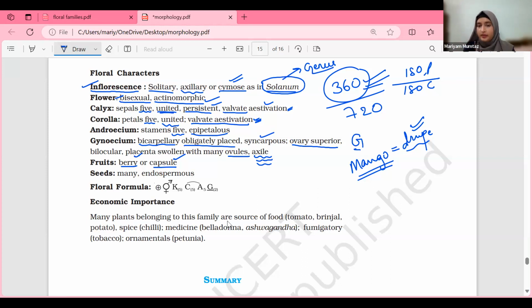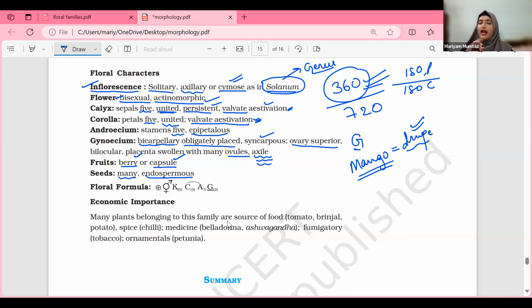If you want to understand it better, then say so and I'll teach fruits properly in the next class. This thing is of class 12th, I think. But when people prepare for NEET, they are taught fruits in depth also. So if you want to learn what types of fruits are there, I'll teach you. And if you don't, just mug it up that fruits in the Solanaceae family are berry or capsule. Understand? Now seeds, there are many seeds and they are endospermous, meaning the endosperm present in that seed is retained.